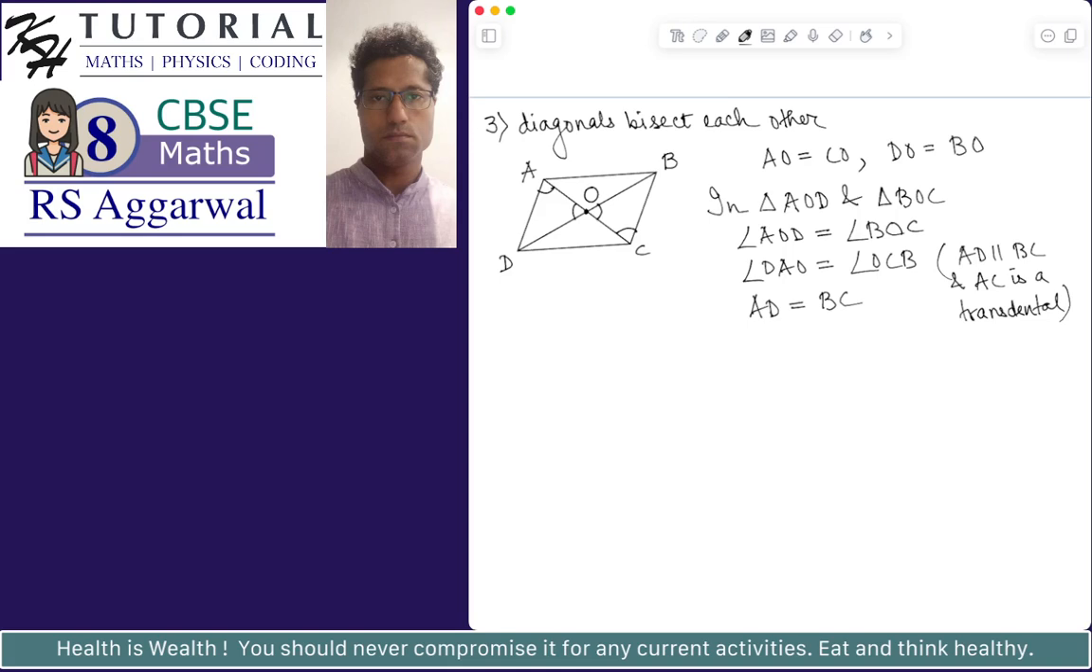What are the congruence criteria? We have two angles equal. I don't think AAA is a congruence criterion, because even two triangles having all the angles equal may not be congruent. We need one side. We need one common side.